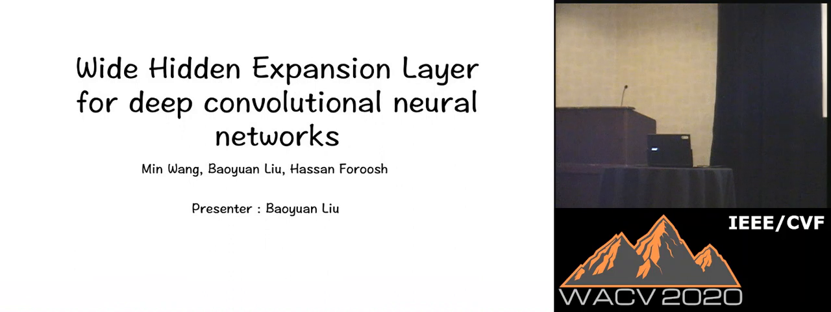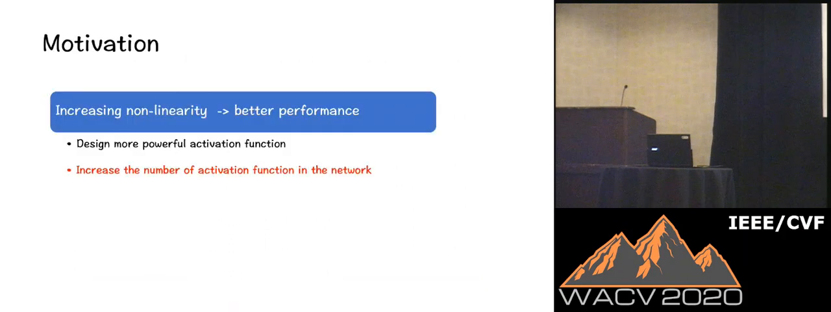Today, I'm going to introduce our paper, Wide Hidden Expansion Layer for Deep Convolutional Neural Networks. We know increasing nonlinearity might produce better network performance. One way is to design a more powerful activation function, and the other is to increase the number of activation functions as much as possible. Our work belongs to the second one.